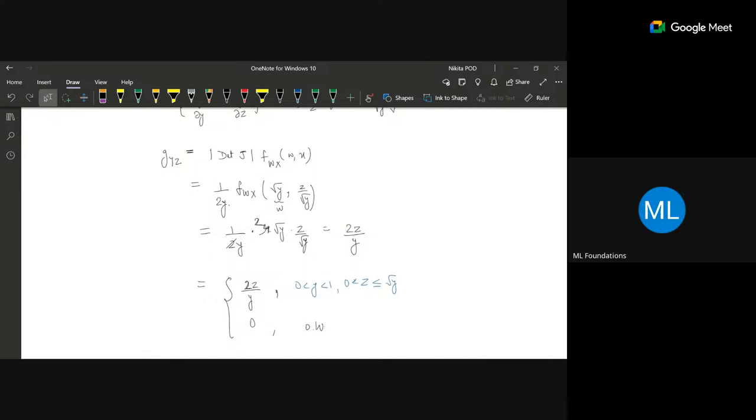You can verify this 2z by y, you just do the integral of 2z by y dy dz, where z is varying from 0 to root y and y is varying from 0 to 1. Check this. Just check if this is 1. I think it should come to 1.